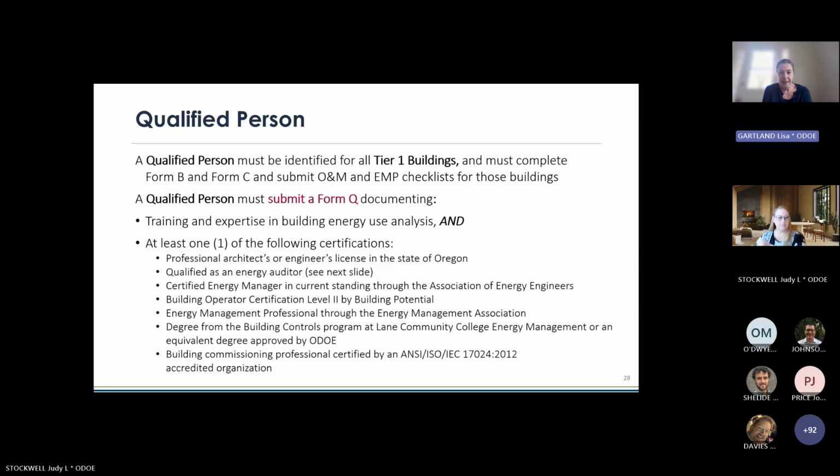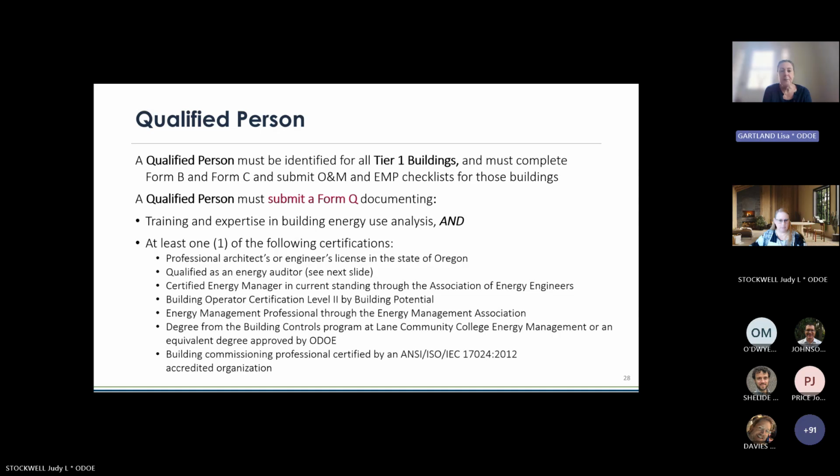So a qualified person has to have training and expertise in building energy use analysis and at least one of this whole list of certifications. They can be a professional engineer, a professional architect. They could be a QEA, the Qualified Energy Auditor, which we'll go through next. There are a couple other certifications. There's a Certified Energy Manager, or CEM, that you can get through the Association of Energy Engineers. There's a Building Operator Certification, Level 2, that you can get. There's an Energy Management Professional Certification you can get through the Energy Management Association.